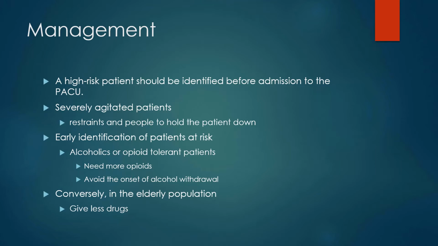We're going to need restraints and additional personnel to control the patient if they're severely agitated. And early identification of patients at risk can also guide the pharmacologic therapy postoperatively. So alcohol or opioid dependent patients will probably need more opioids to treat their pain and anxiety and avoid the onset of alcohol withdrawal. On the other hand, in the elderly population, we need to limit our drug therapy and use smaller doses as much as possible to avoid further exacerbation of drug-induced delirium. If you don't notice ahead of time, you do increase your risk.